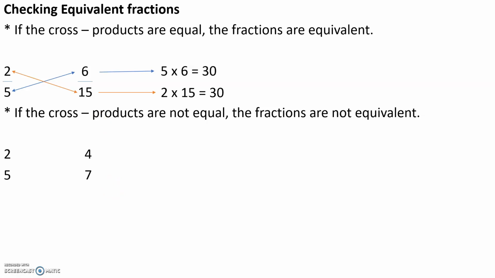So 2 upon 5 and 4 upon 7. When we cross multiply it, we get the answer as 4 5s are 20 and 2 7s are 14. See, 5 4s are 20, 2 7s are 14. यहाँ पे देखो, यहाँ पे दोनों जगह पे 30 आए थे, यहाँ पे दोनों जगह पे अलग अलग आए, 20 and 14. That means these fractions are not equivalent.